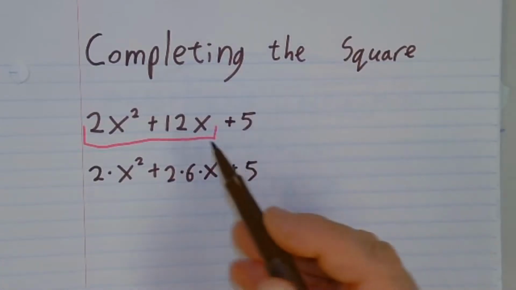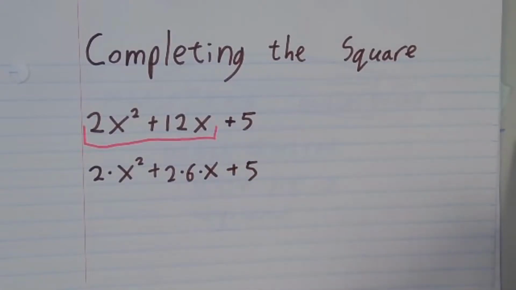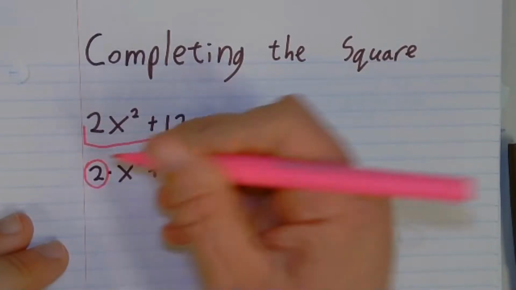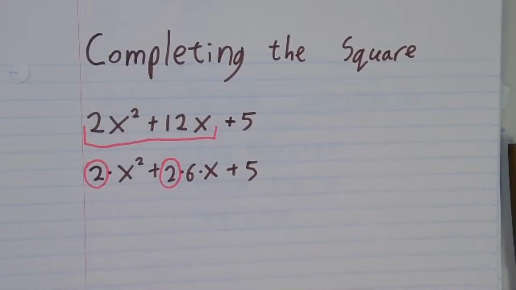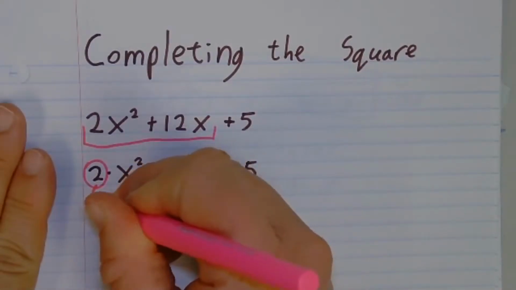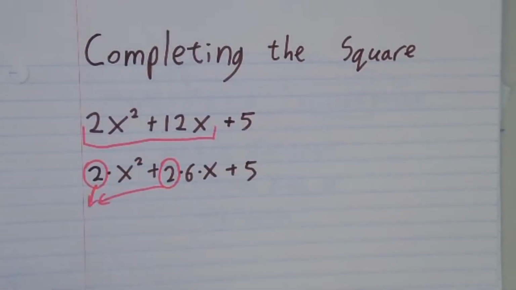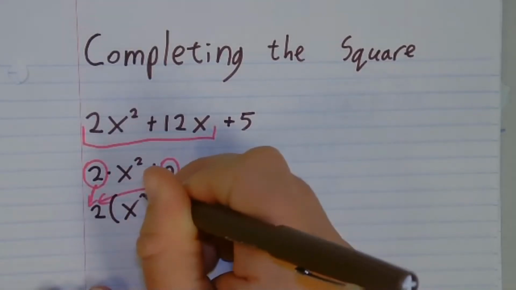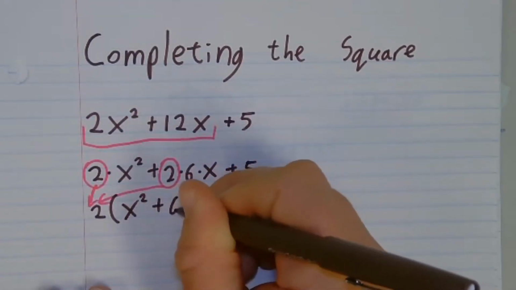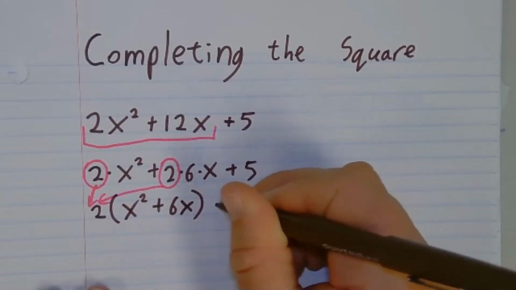So 12 is like 2 times 6. So I can factor a 2 out of each of these. And I'm not trying to factor anything out of that because I don't really need that 5 involved. It's not helping anything. It can just tag along out there. So I factor that 2 out. And then I would have 2 times x squared plus 6x plus 5.